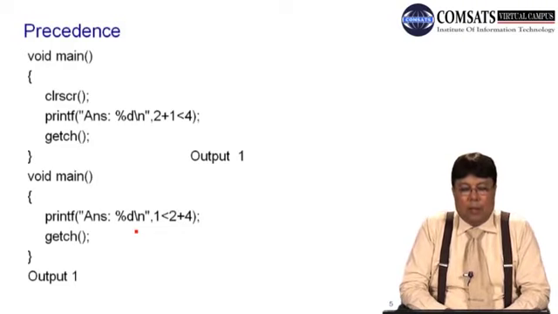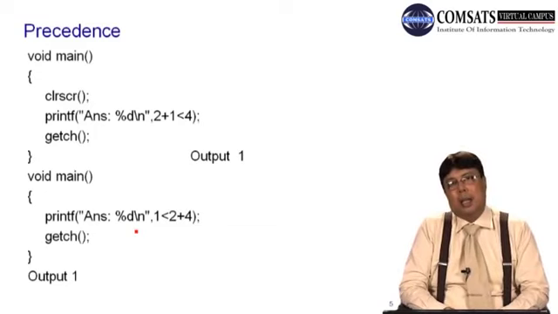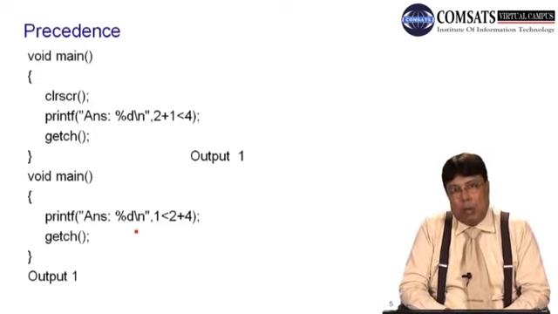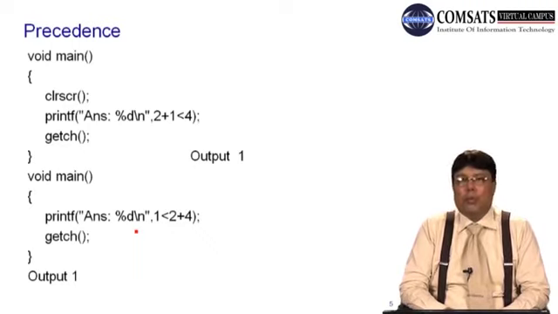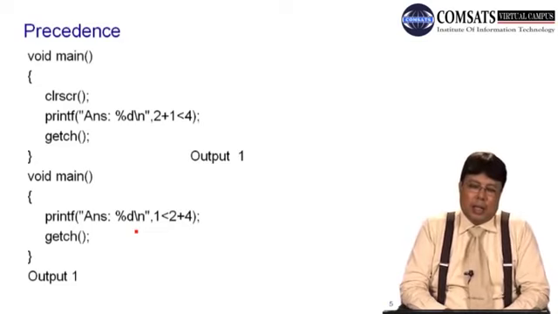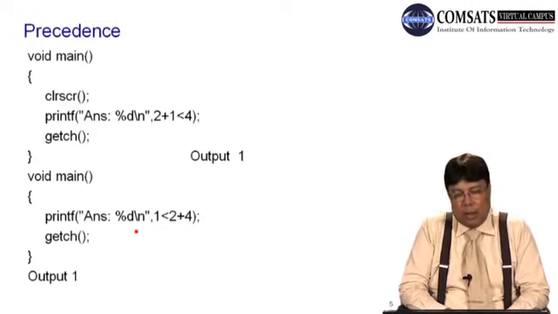Next, 1 is less than 2 plus 4. Now which part will be evaluated first? The part that contains the arithmetic operator, which is plus, means 2 plus 4 will be evaluated first. 2 plus 4, the answer is 6. So it will be: is 1 less than 6? Yes, 1 is less than 6. Therefore the answer is equal to 1.